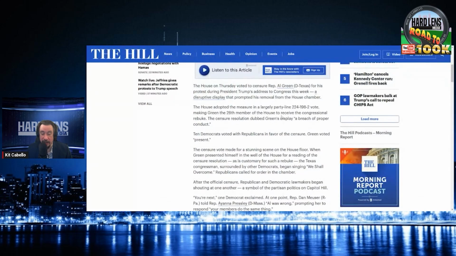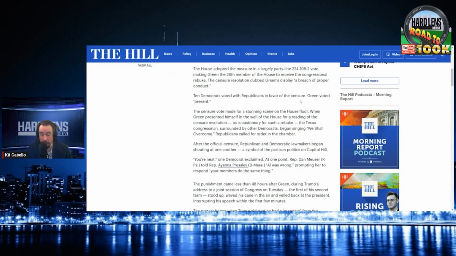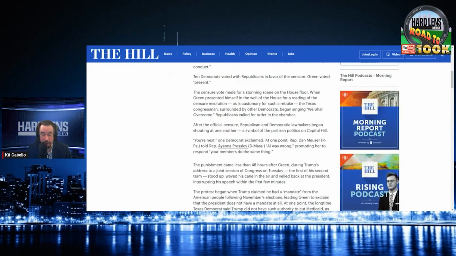What happened? The House on Thursday voted to censure Representative Al Green for his protest during President Trump's address to Congress this week. A disruption later prompted his removal from the House chamber. The House adopted a measure in a largely party line 224 to 198 vote, making Green the 28th member of the House to receive the congressional rebuke. The censure resolution dubs Green's display as a breach of proper conduct. 10 Democrats voted with Republicans in favor to censure. Green voted present. The censure vote made for a stunning scene on the House floor when Green presented himself in the well of the House for a reading of the censure resolution.